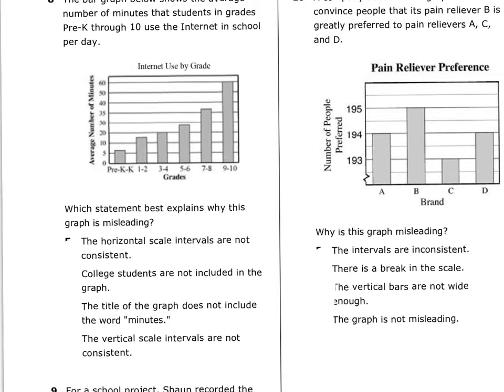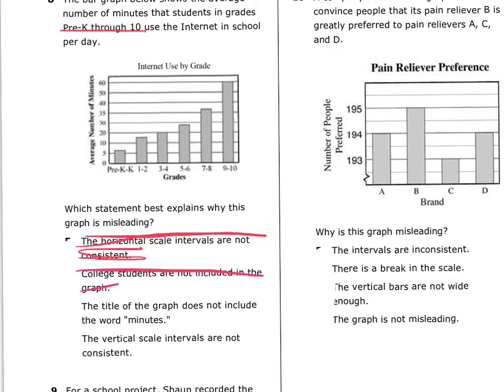Well, how many grades does each bar show? 1, 2, 2, right? Each one shows 2 grades. Each one. That's consistent, right? So I would say the horizontal scale is consistent, so that doesn't work. Next one says college students are not included in the graph. If you pick that one, I'm going to be mad. Who cares about college students? We're not worried about college students. We're worried about pre-K through 10.